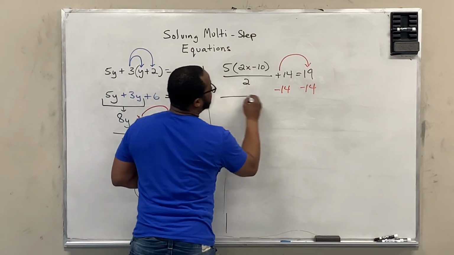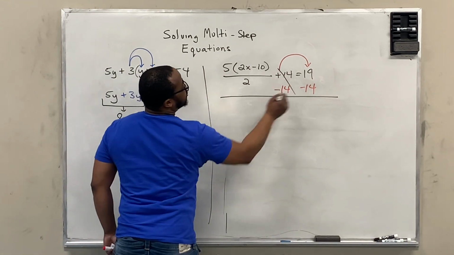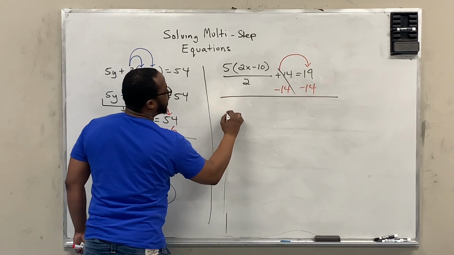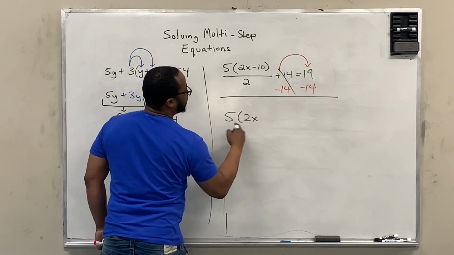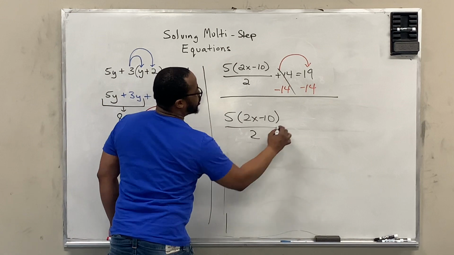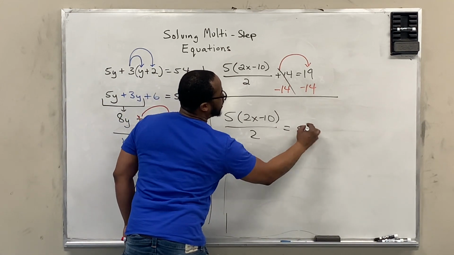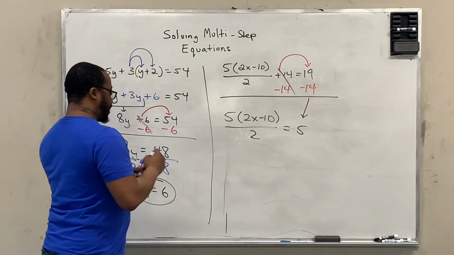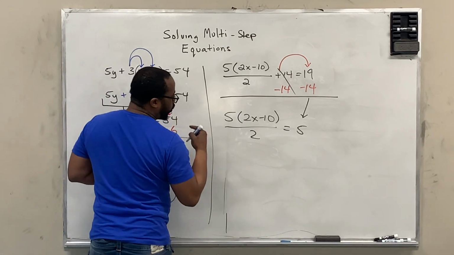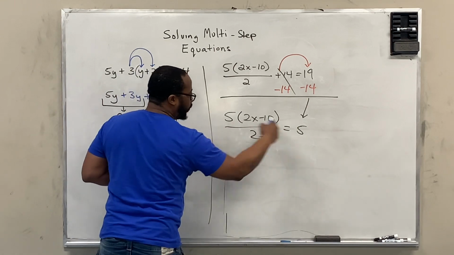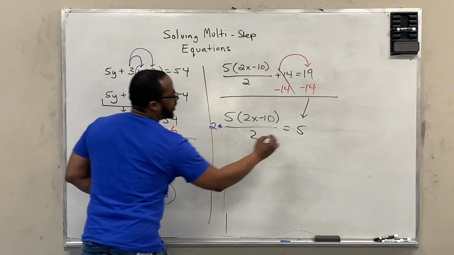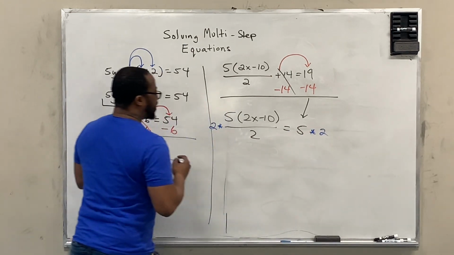Now, I'm going to put this line here. This is going to be gone. 19 minus 14, we already know that's going to be 5, so let's just rewrite this over here. 5 times (2x minus 10) over 2 is equal to 5, okay? Now, to get rid of that fraction in the bottom there, all we have to do is multiply both of these sides by 2, okay? I'm going to multiply this by 2, and I'm going to multiply this by 2.